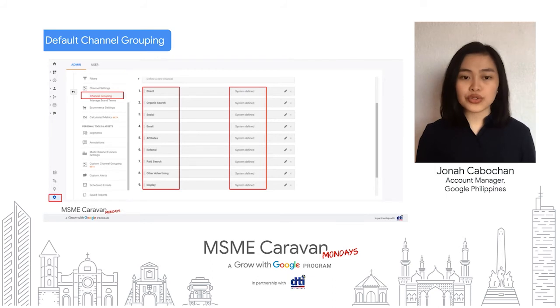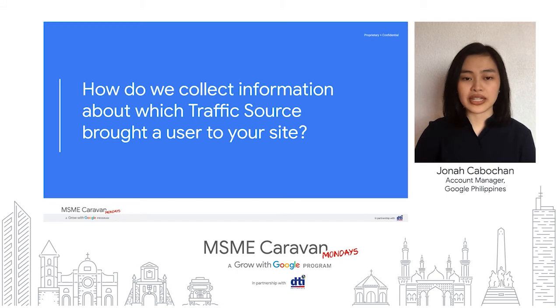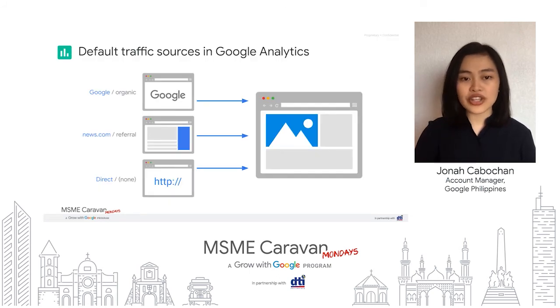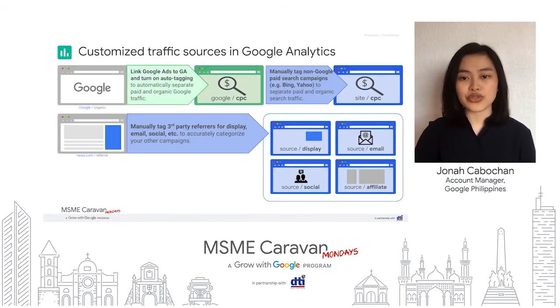And these channel groupings are actually set up by default already. So you don't have to do anything else. You'll see this data trickle in. But you can actually also customize it if you wanted to do so. So how do we collect information about the traffic source that brought your users to your website? So as mentioned, these are the key default traffic sources within Google Analytics, but you can also customize your traffic sources by manually tagging them yourself.